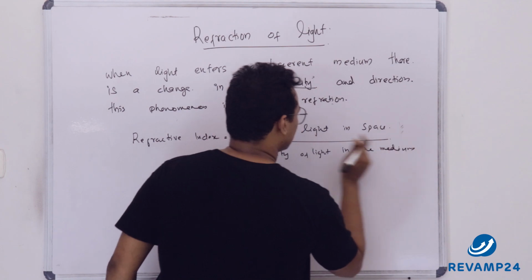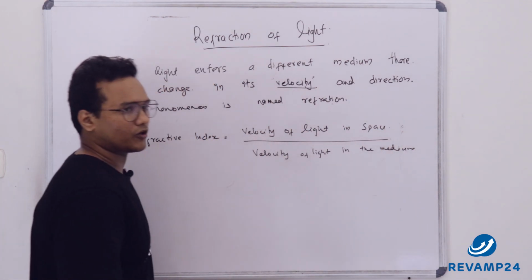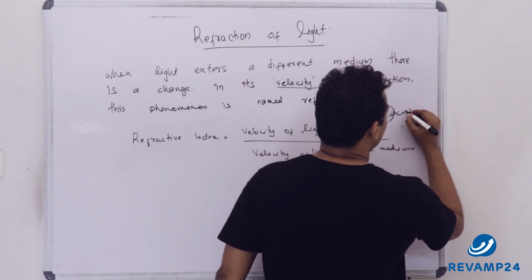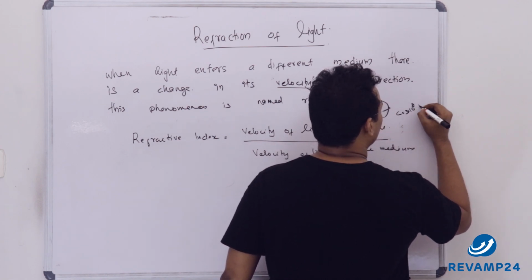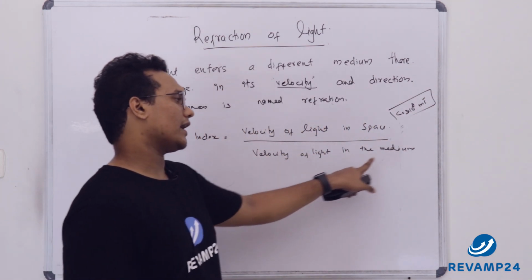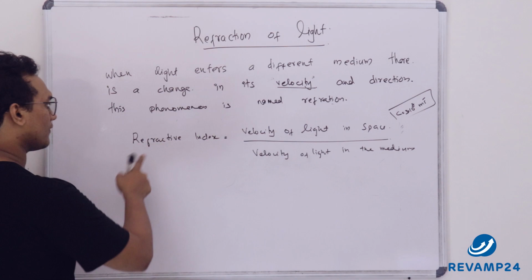Now we know that the velocity of light is the same for space. The value is 3 into 10 power 8 meters per second. C is 3 into 10 power 8 meters per second. This is constant. What is changing is the velocity of light in the medium. So that is refractive index.